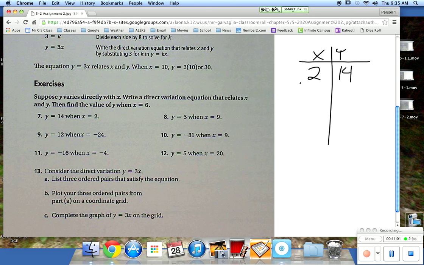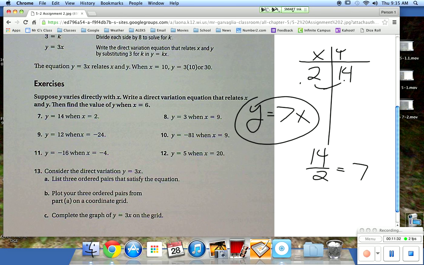7. Why would it be 7? There you go. If I was to divide 2 into the 14, it equals 7, right? So if I set up a direct variation, y equals 7x, do you think that would be true? Yeah. See how I did that? All I did was take my x value, divide it into my y value, and I came up with 7. And I know that's my direct variation.